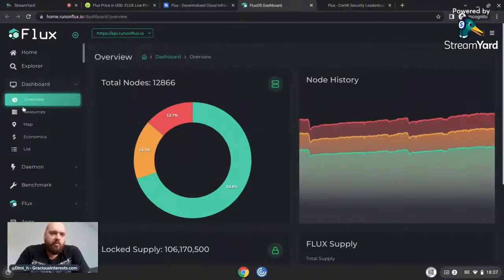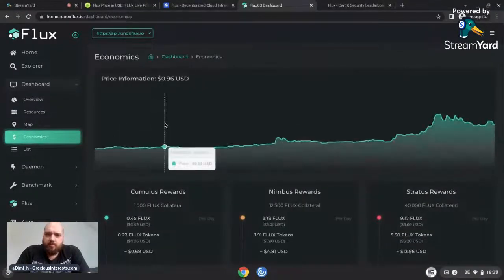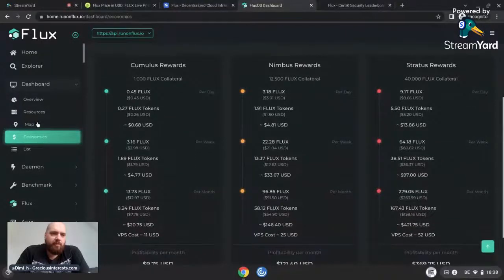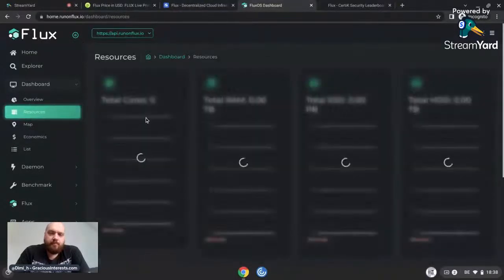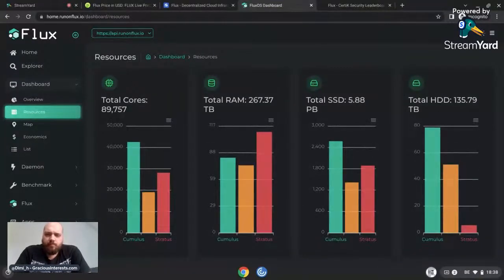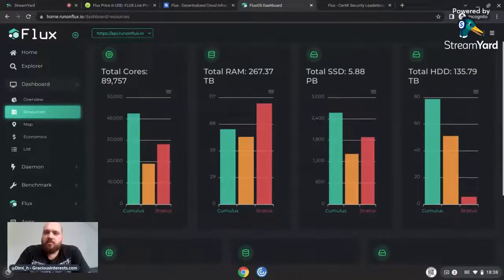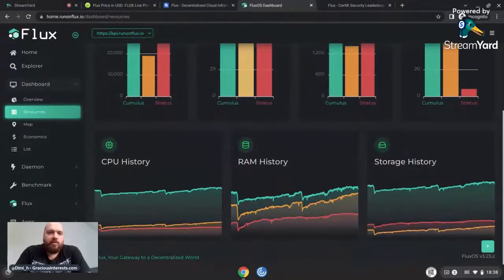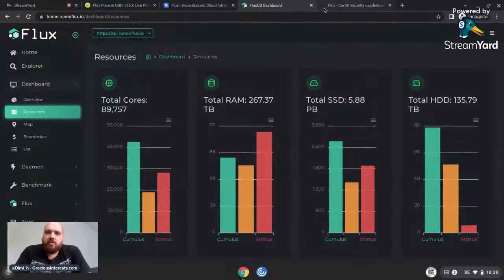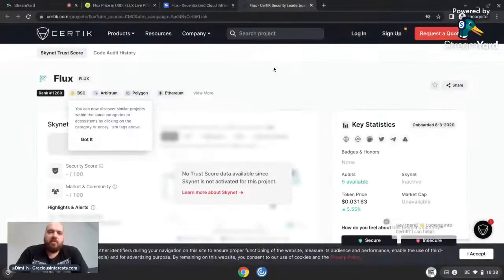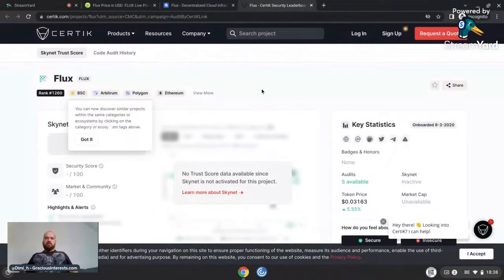Nice website here. Resources, maps, economics. Take a look here. Yeah, it's what we saw earlier. That's the course, so that's live stream data on how the network is protected. Very nicely done, guys. Naturally, this is also quite important.